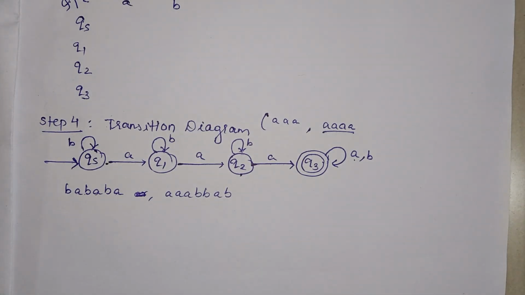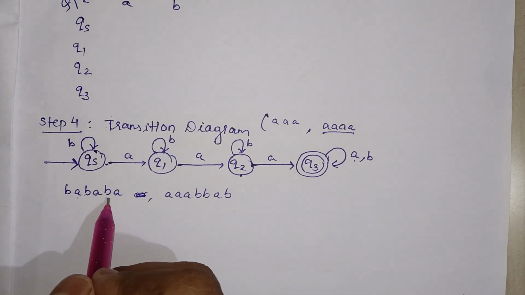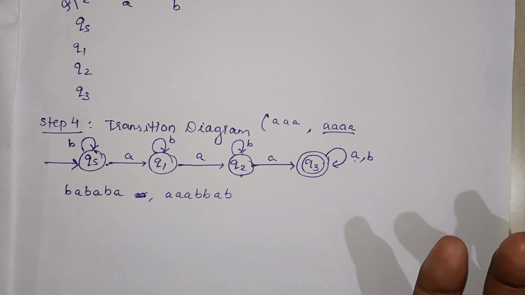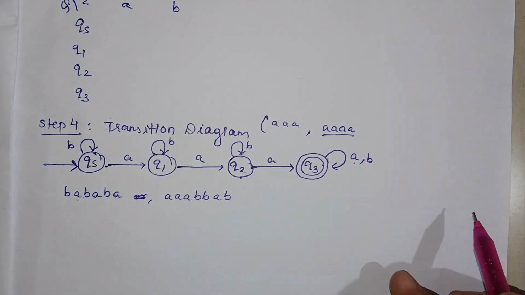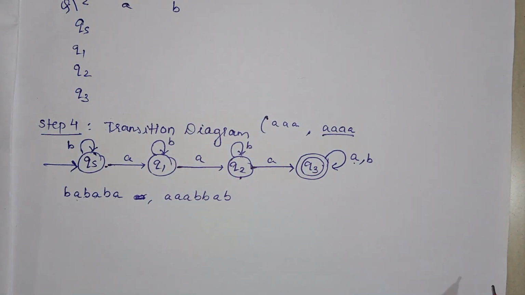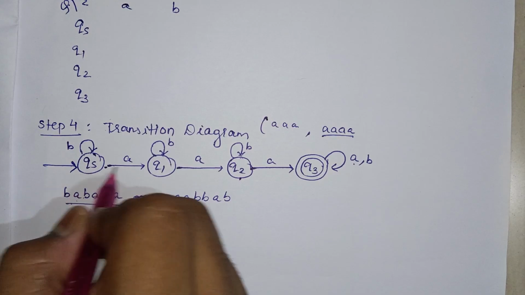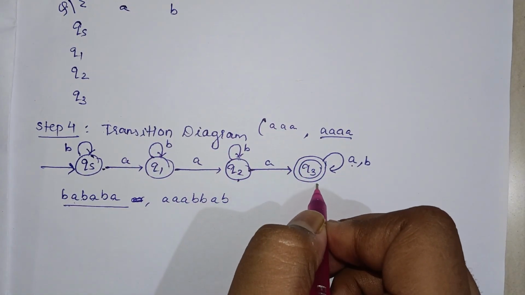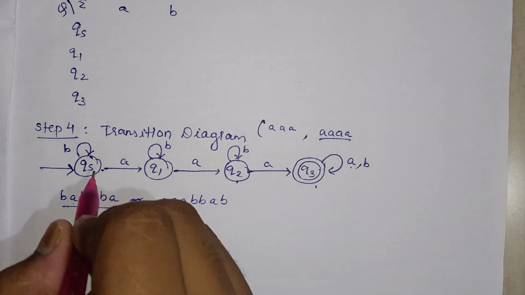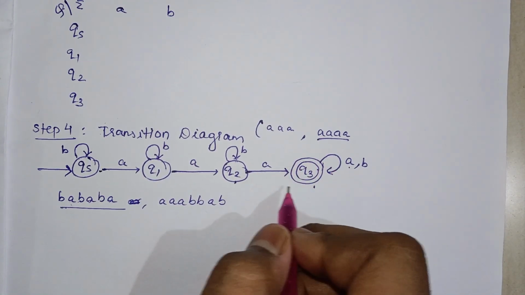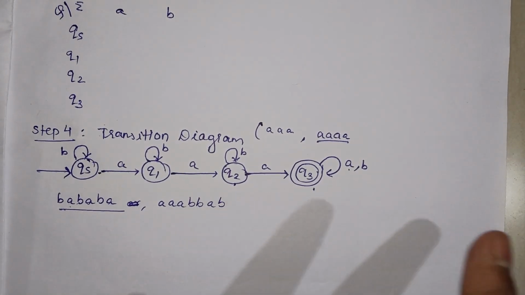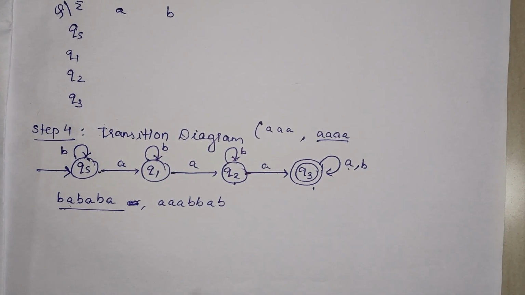Means in the question it is said the DFA will accept the strings that must contain at least 3 a's in a separated manner or in a continuous manner. It will accept both. That's why I make the transitions of b on the respective same states. Like see, b a b a b a, yes, Q3 final state, it will accept. Now for this a b b a b, yes, it will accept. So this is our final transition diagram for the given DFA.